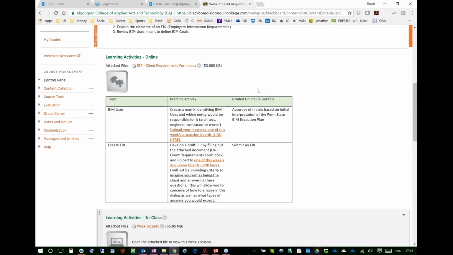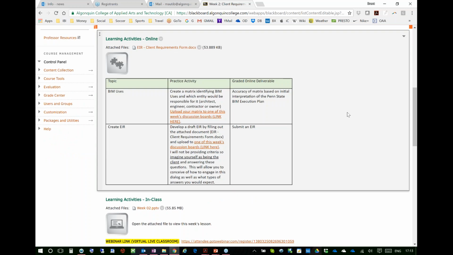It's there. But I'd recommend just, I want to see your interpretation of what you would come to if you look at the BIM execution plan, the Penn State plan, look at all the BIM uses, and then dream up in the design world who it applies to. Architect, engineer, contractor, or owner? Just get your thoughts on there, and then we have the dialogue.